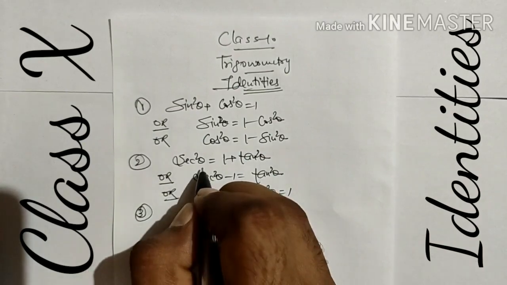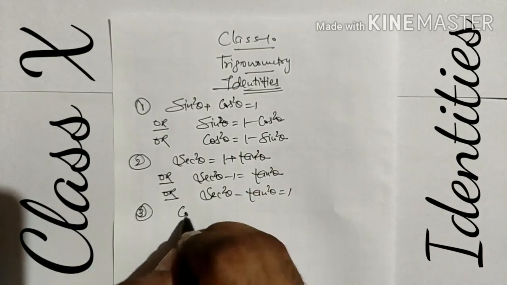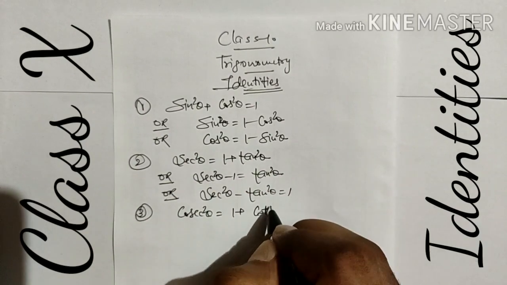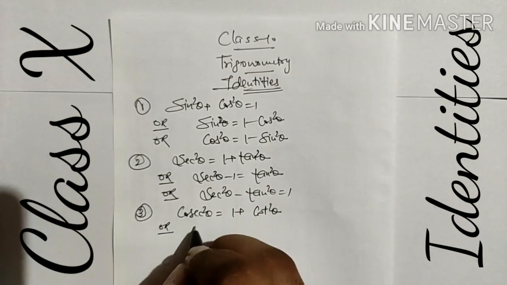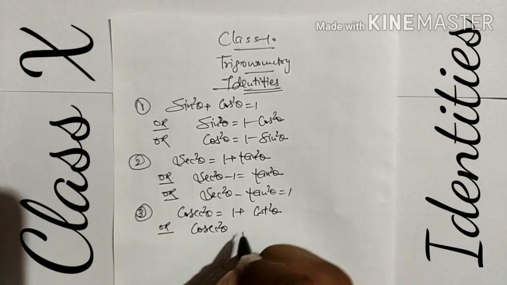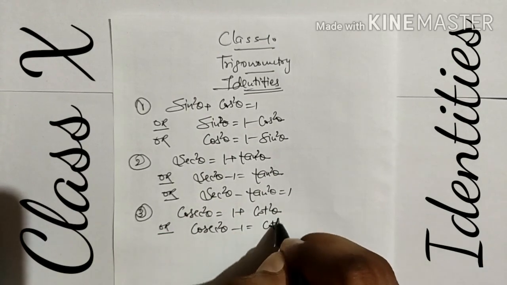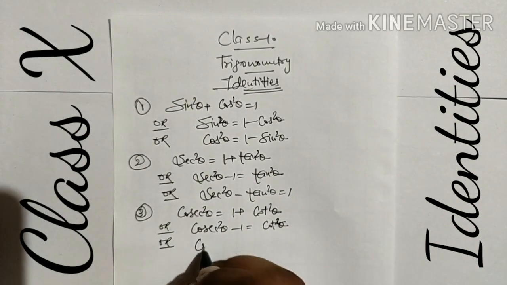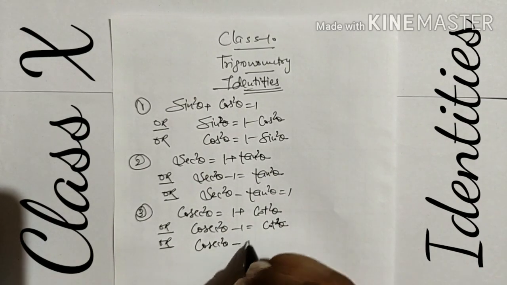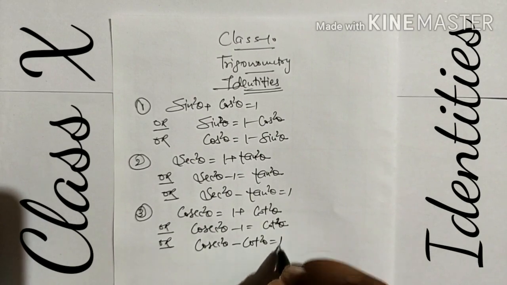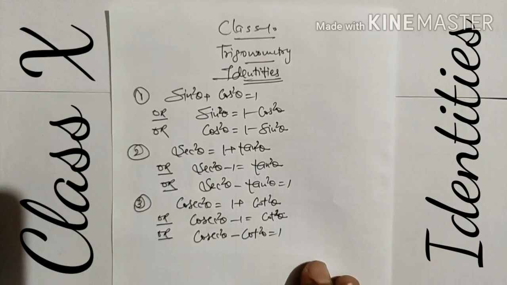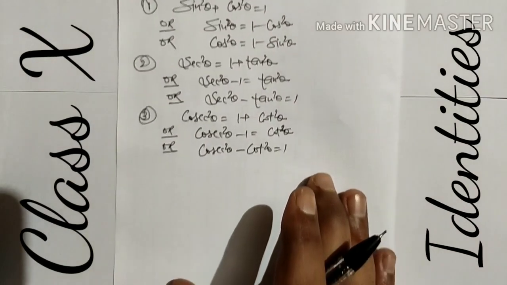Third one is same on this basis. Cosecant square theta is equal to 1 plus cotangent square theta. Cosecant square theta minus 1 is equal to cotangent square theta. And cosecant square theta minus cotangent square theta is given by 1. There are three identities with two alternate options. Today we are going to do proof of this.